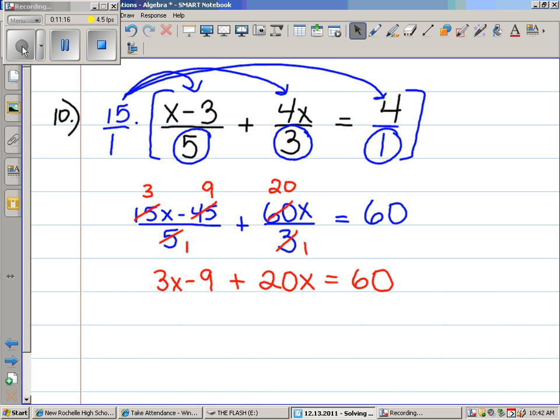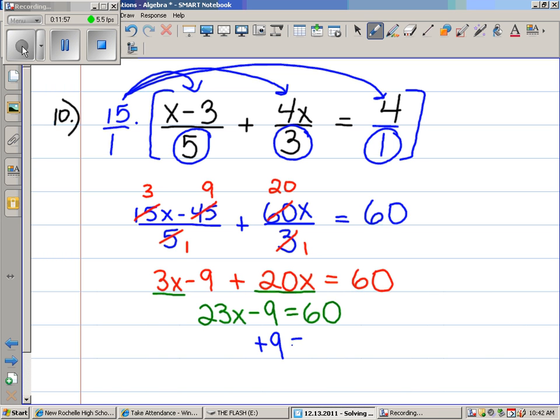Now let's take a look at our next part, right? We need to tighten up this side. Jordan, what are you thinking, buddy? This quantity over here, is there anything we can do to it? Close. Take a look. Tighten it up. Combine like terms. This and this are the same. They're on the same side. Let's make that 23x minus 9 equals 60.